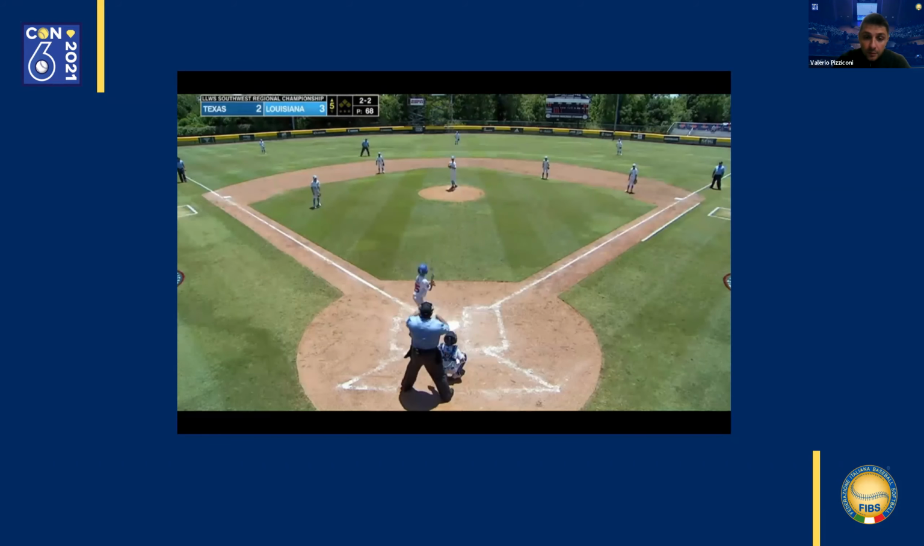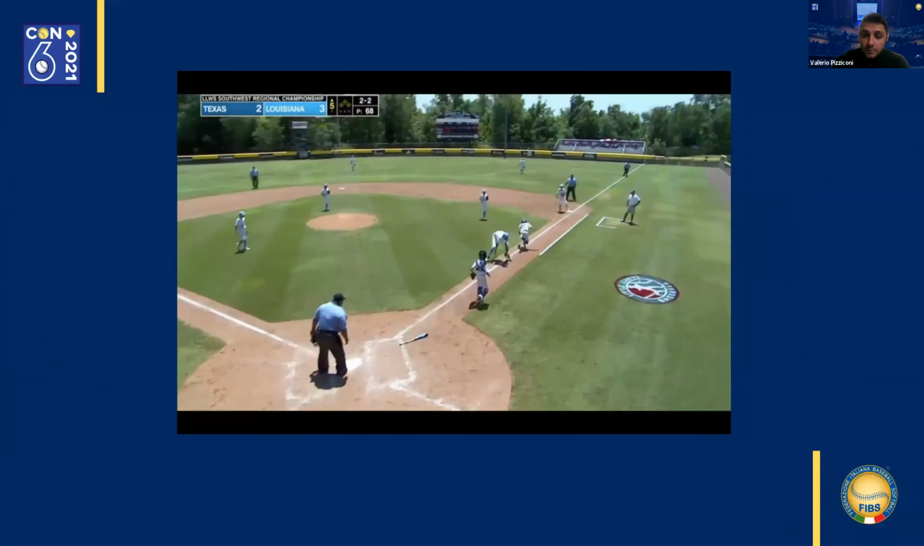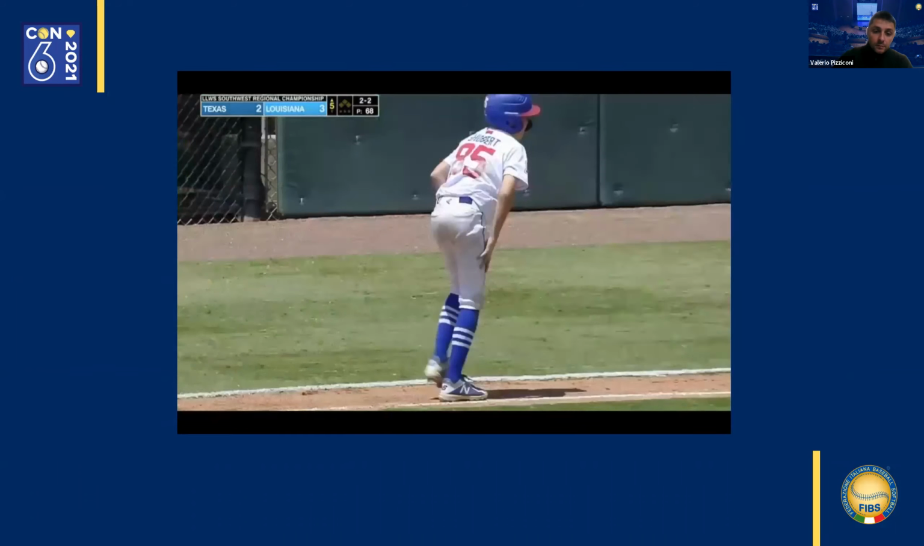Paying the bunt. Bunted up the first baseline. Luke bobbles it. Schubert stumbled. And he's going to be out at first base.